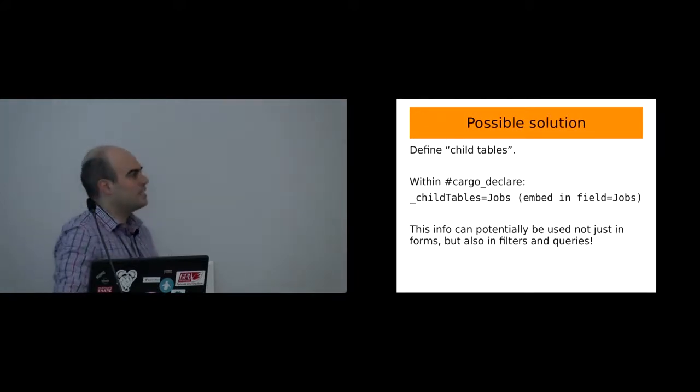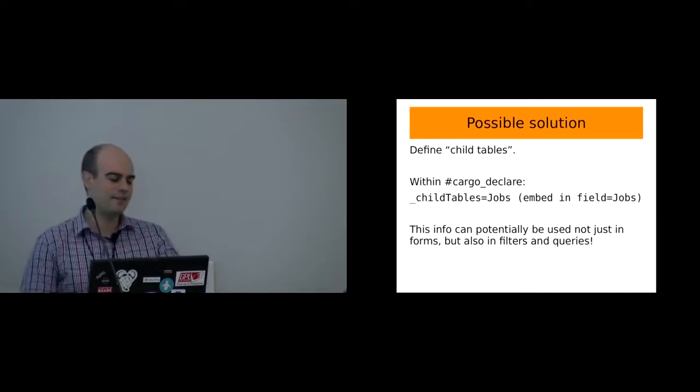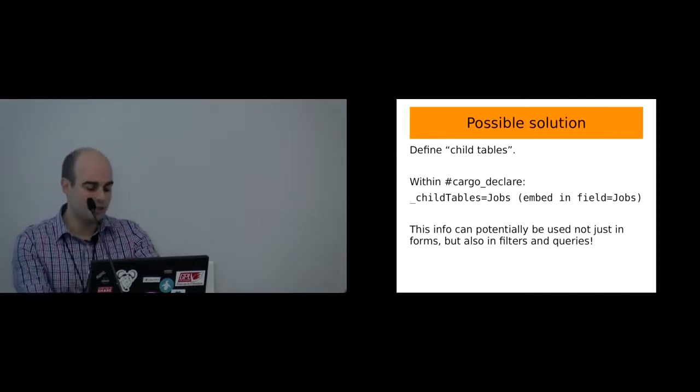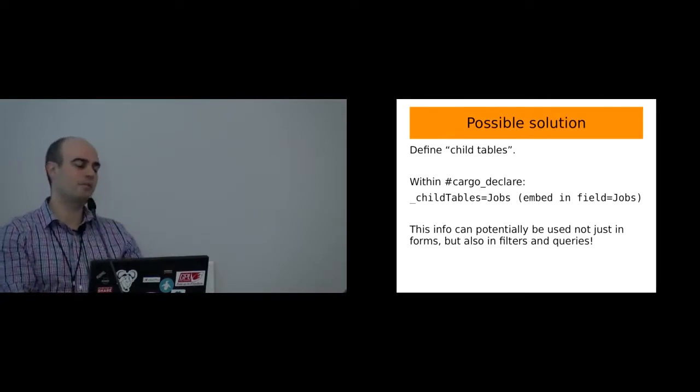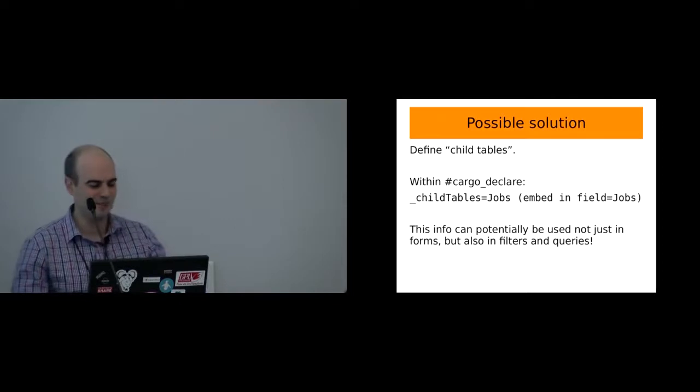What I'm thinking could work is having something called child tables, a new parameter to cargo declare where you specify for this main table that the jobs table is one child table, and you can have more than one. There's a reason why you'd want an embed-in field in there too, but it's not that important. Interestingly, you can use that not just in forms, but also in filtering and queries. The way this would work in forms, I'm not even sure I have a slide to explain it. The basic idea is you don't have a form for people. The code tries to create a form automatically. It sees that this person table has a child table called jobs, so it says, okay, I'll go ahead and create a multiple instance template for the job template, because I know that the job template corresponds to the jobs table. It's very confusing.